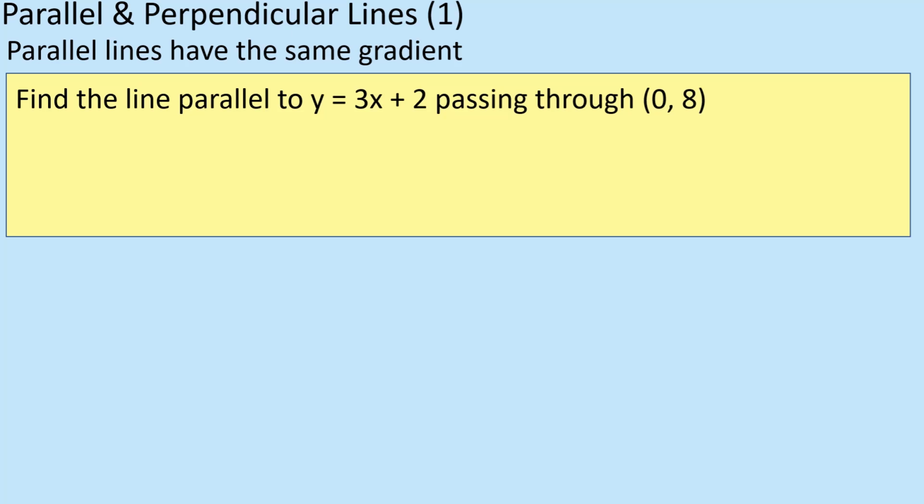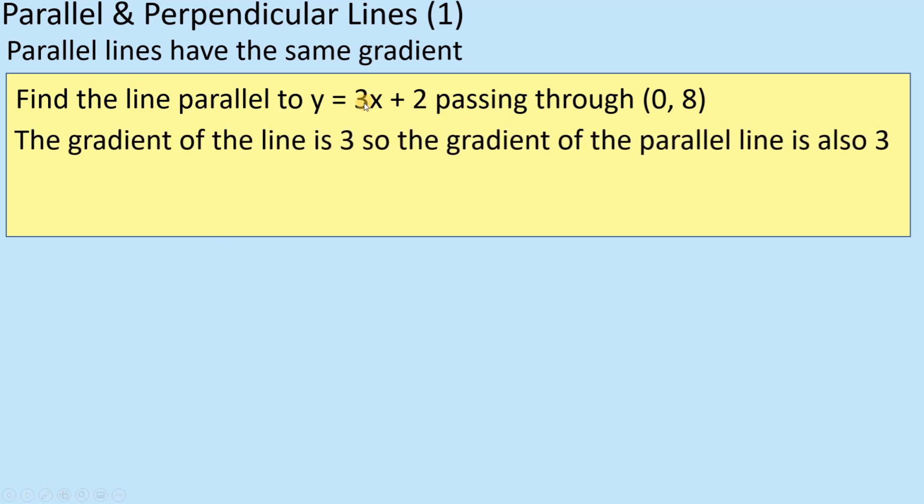So when we're looking at this example here, we're using y equals mx plus c as a format that we're familiar with. And again, if you're not quite sure what that is, then please look at another lesson about the equation of a line taking that format, where m is the gradient. So that's this value here, number 3. So the gradient of the line is 3. So the gradient of the parallel line must also be 3. That's the reason we need another line to give us that piece of information, and this line passes through 0, 8.